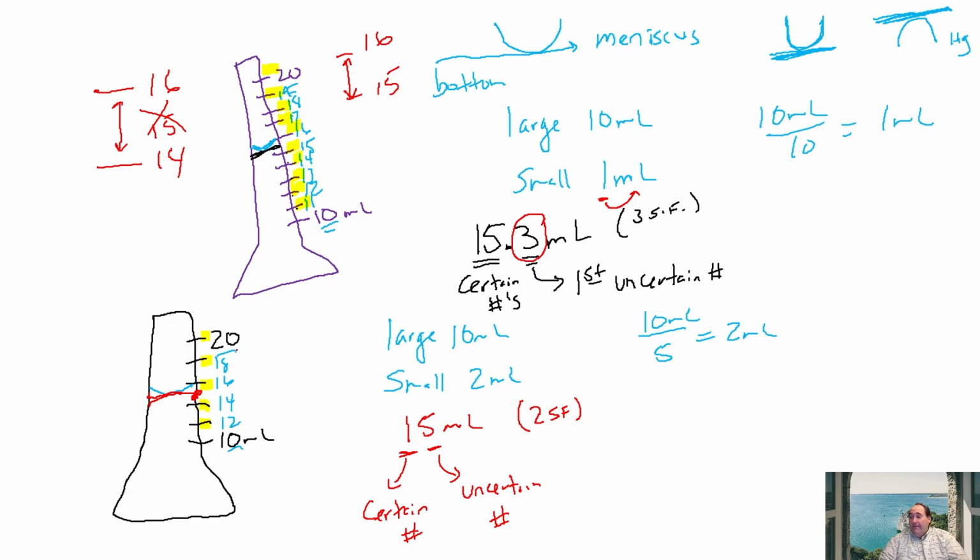So you do have to sort of figure out how far you can take the reading. 9 times out of 10, one more place to the right of the smallest marking is where you probably should end up in terms of your reading.